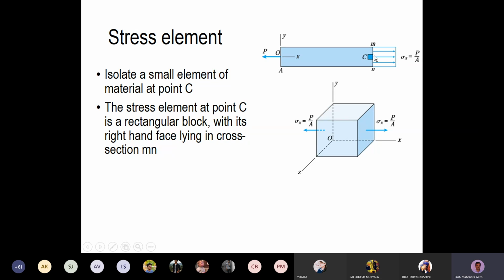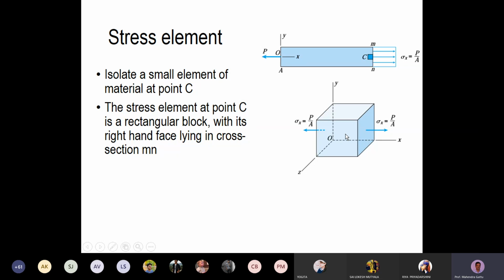So here this face, that is the right face, is coinciding with the cut cross section. This is the right face of the element, and we have the left face, top face, bottom face, front face, and the back face. On the right face we have that uniform stress distribution, sigma x equal to P by A. To balance it, we need another force on the left face. So that is also sigma x equal to P by A. These two will balance each other, and this element will be in a state of equilibrium.